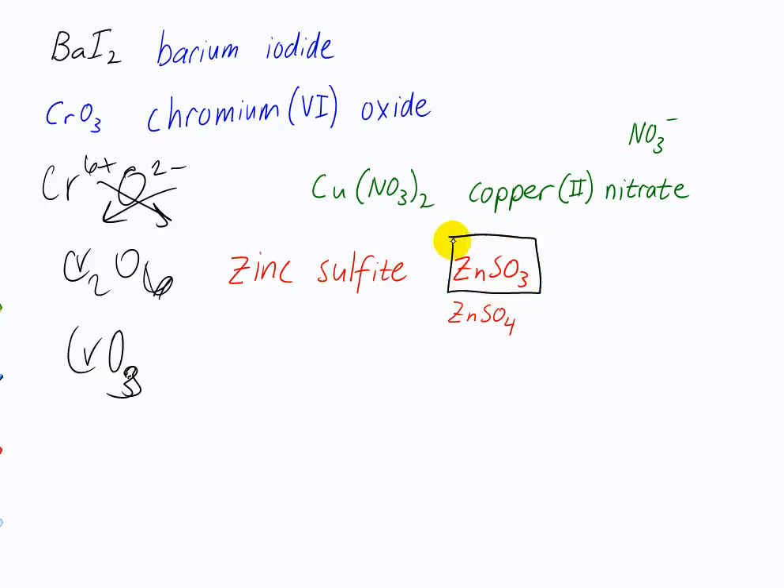Okay, let's break this down. How do we figure this out? First, zinc is one of the exceptions to the stuff in the middle rule. Zinc is always +2. So the twos cancel out. So we don't say zinc 2 sulfite, we just say zinc sulfite. So that's another ion. You just need to know zinc is +2. And then sulfite is SO3 2-. Sulfate is SO4 2-.